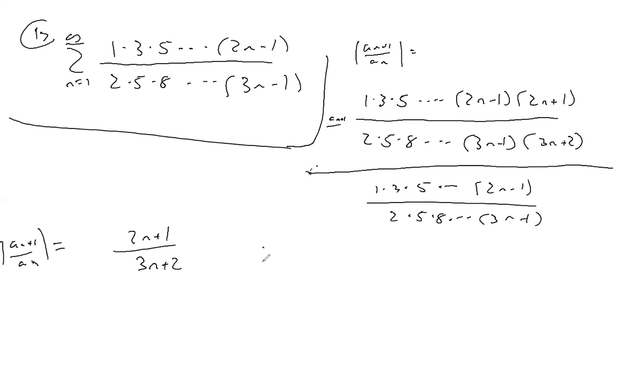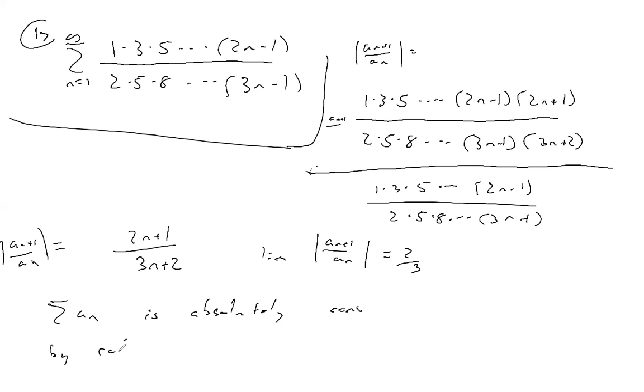And then what's the limit of an plus 1 over an? Well, 2 over 3, right? So what does ratio test tell me? It tells me that this thing's absolutely convergent, so it's convergent. So I would say we can call our series an is absolutely convergent by ratio test, so convergent.